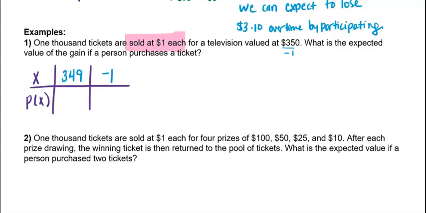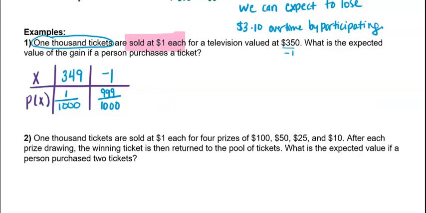Now, how many people are winning the TV? One. You have one person winning that TV out of the 1,000 tickets that were sold. So that 1,000 is now your new denominator. We have 1,000 over here as well. All right, well, remember, you have your probabilities that have to add up to 1, which is 1,000 over 1,000. So what does that mean? 999 people will lose. Okay?